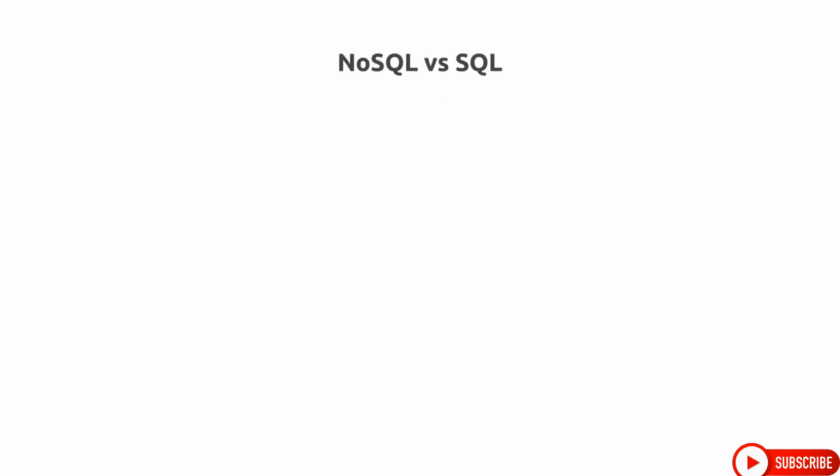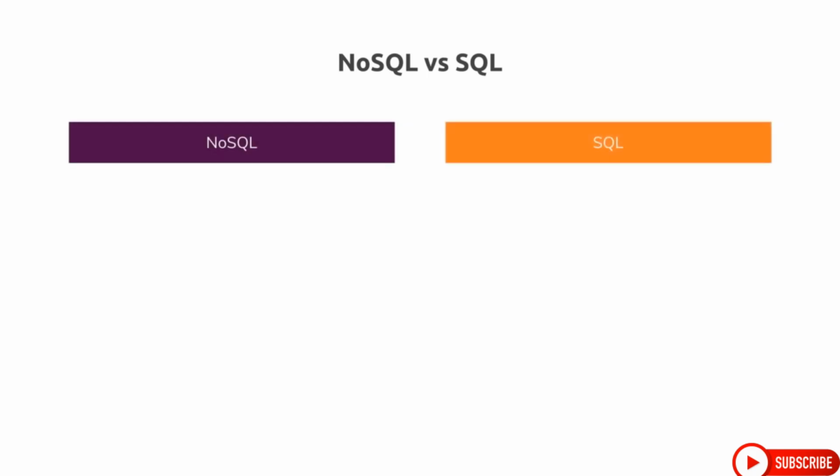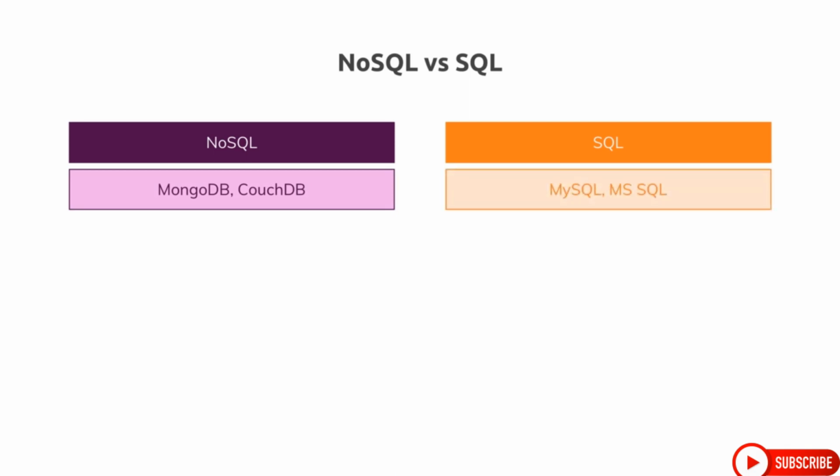So NoSQL versus SQL. What's the difference? How do these database systems and concepts differ? And why are we using MongoDB here? So what's the difference? We got NoSQL and SQL databases. For NoSQL, examples would be MongoDB, which we will use in this course, but also CouchDB, for example. And for SQL, we would have MySQL, Microsoft SQL.